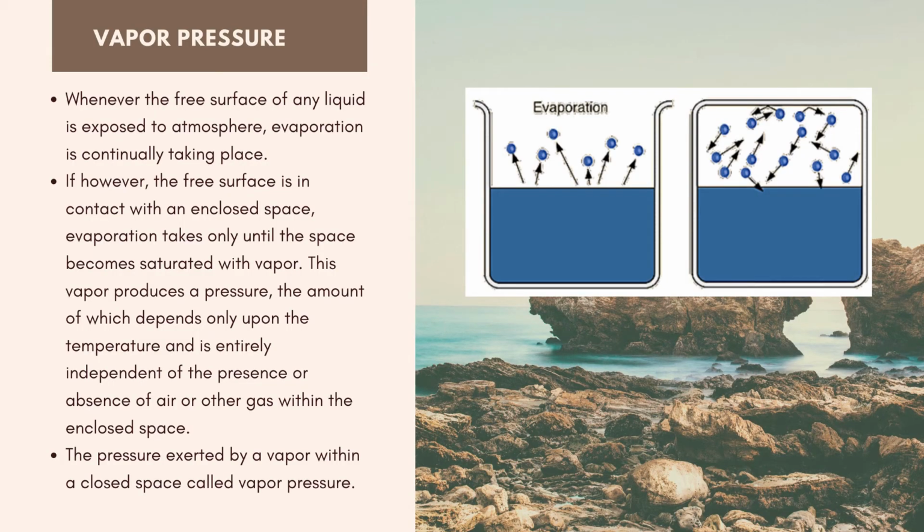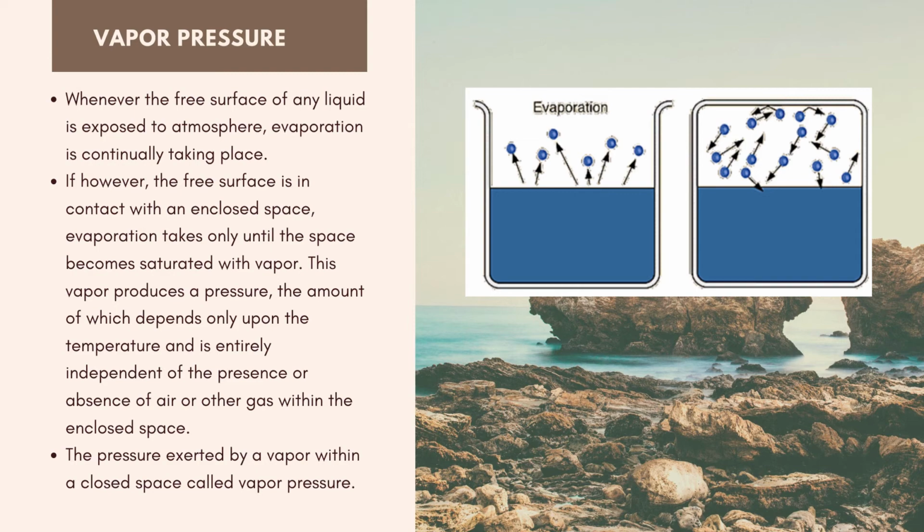How about the vapor pressure? So, whenever the surface of any liquid is exposed to atmosphere, evaporation is continually taking place. If however, the free surface is in contact with an enclosed space, evaporation takes place only until the space becomes saturated with vapor. This vapor produces a pressure, the amount of which depends only upon the temperature and is entirely independent of the presence or absence of air or other gas within the enclosed space.